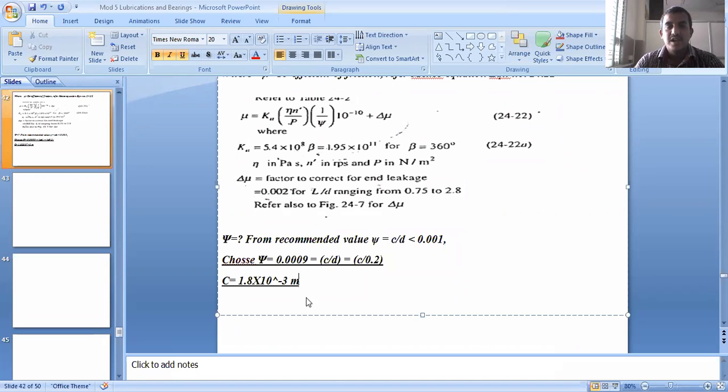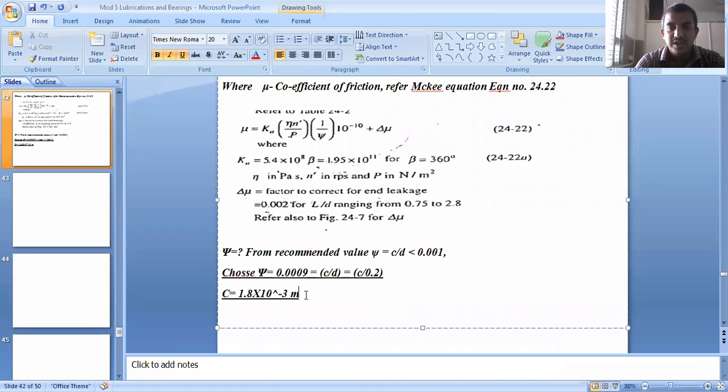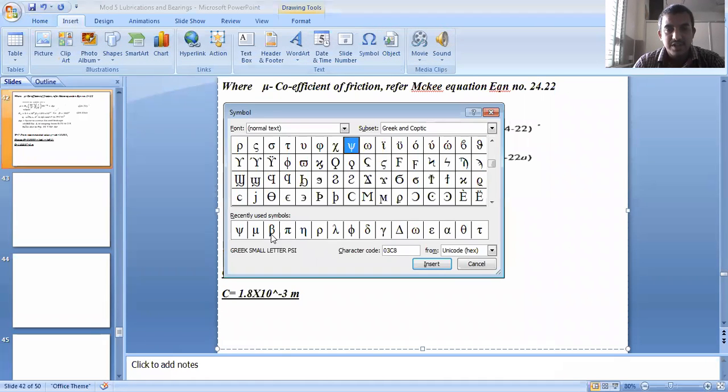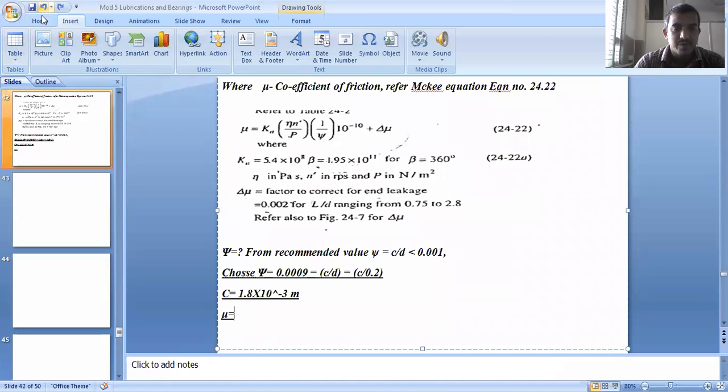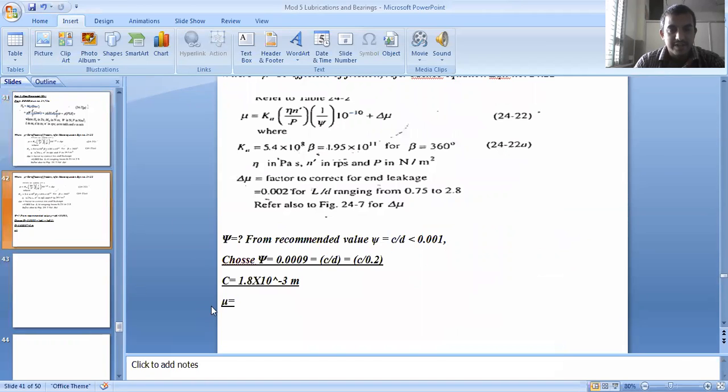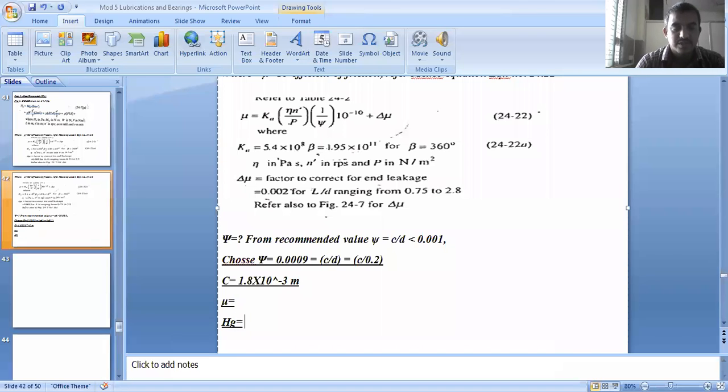Now all the data you know, right? Now substitute to that equation number 24.22. Tell me the value of mu first, then back substitute to the equation 24.72. Now tell me the amount of heat generated. Please do all this calculation. Until then, I will take the attendance. Only 53 participants are there.